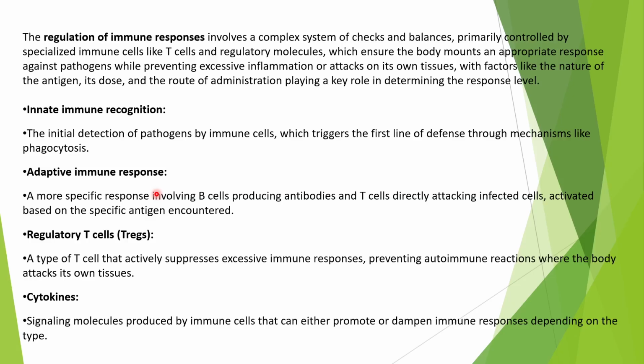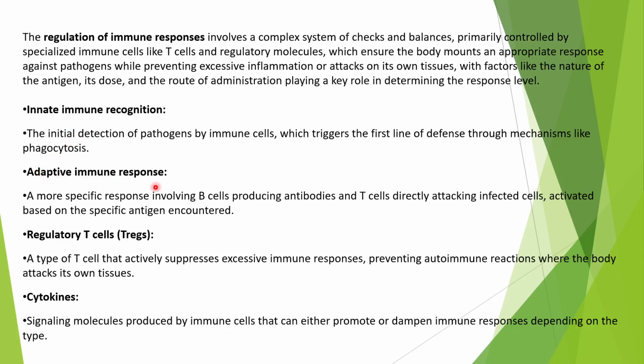Then the regulation of immune responses involves a complex system of checks and balances, primarily controlled by specialized immune cells like T cells and regulatory molecules, which ensure the body mounts an appropriate immune response against the pathogens while preventing excessive inflammation or attacks on its own tissues. Factors like nature of the antigen, its dose, and route of administration play a key role in determining the response level. So, innate immunity recognition is the initial detection of the pathogens by immune cells, which triggers the first line of defense through mechanisms like phagocytosis.